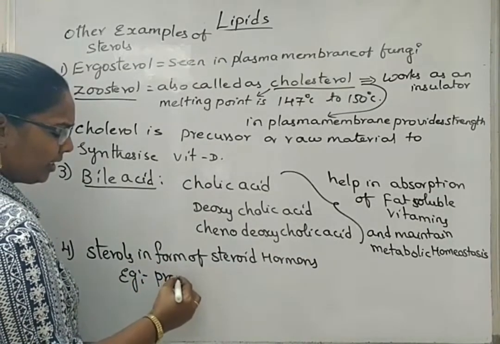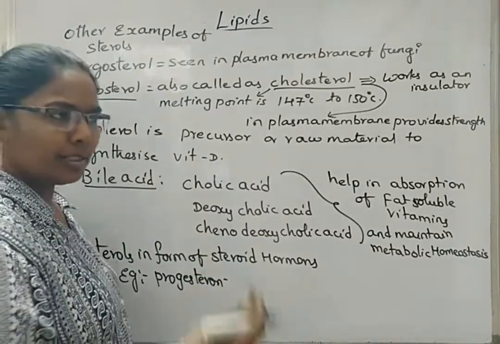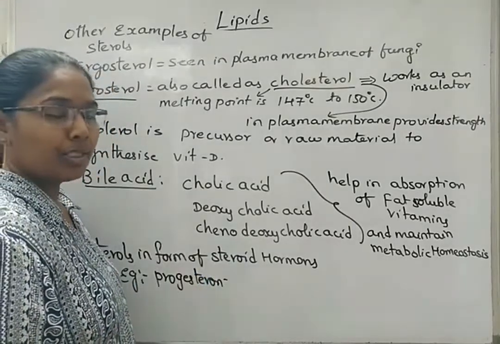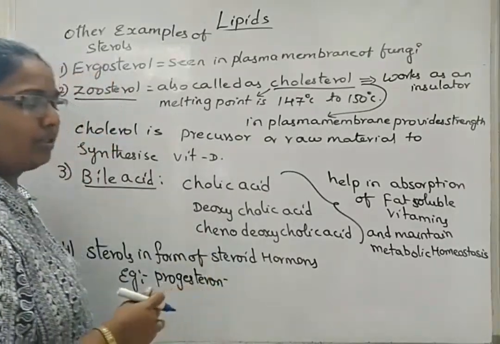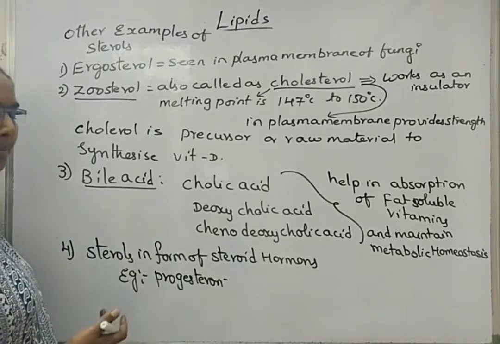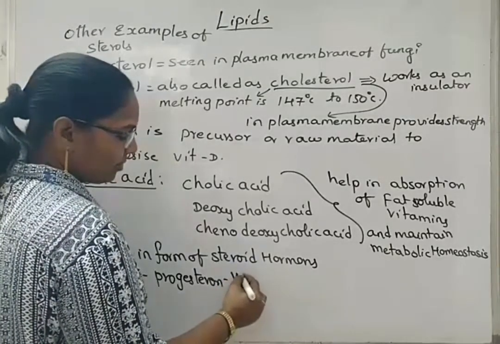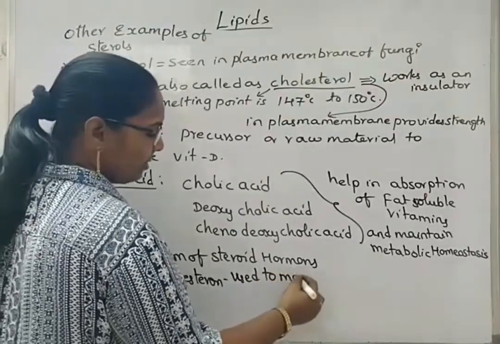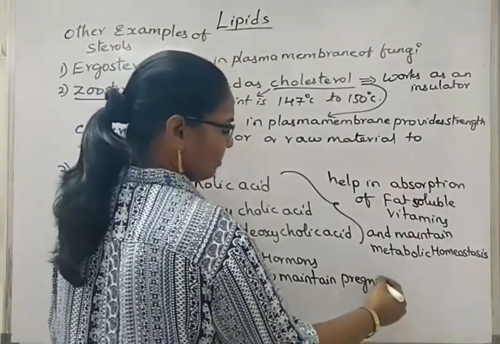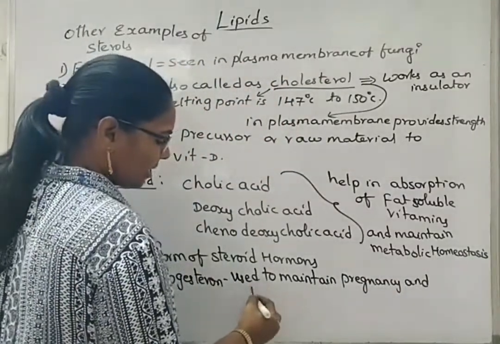Progesterone, first of all, is secreted by many organs in the body. For example, the ovaries and corpus luteum produce progesterone. So what is the use of this one? This progesterone is used to maintain the pregnancy throughout the pregnancy period and also to regulate the menstrual cycle.